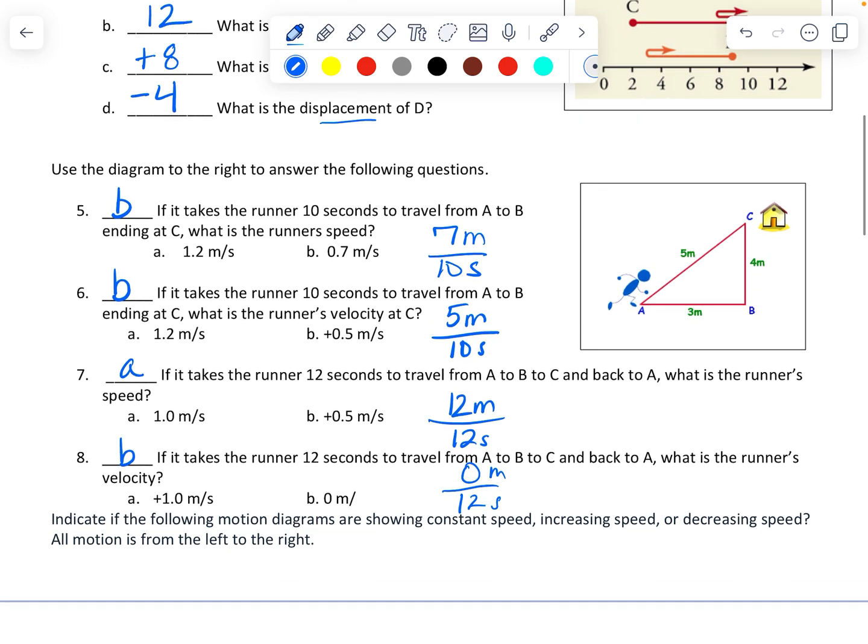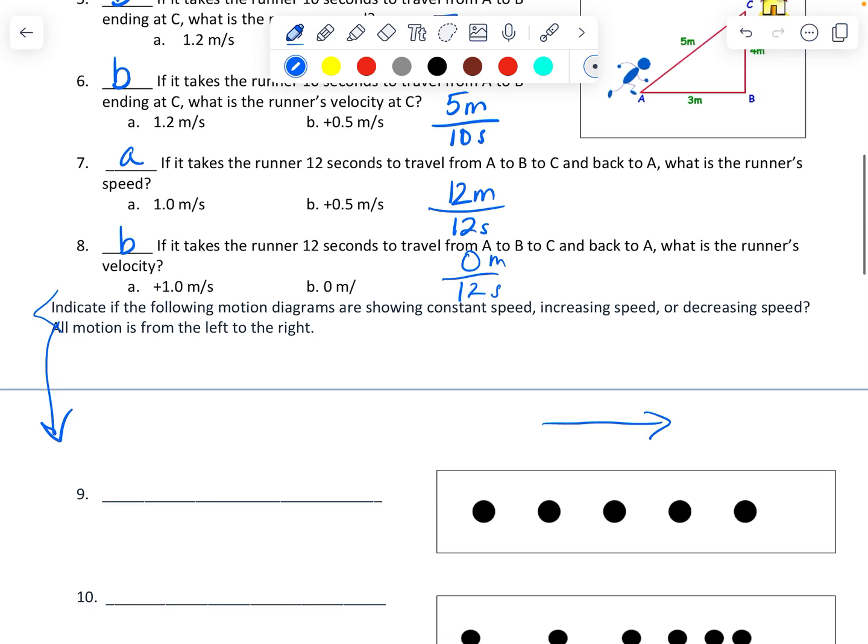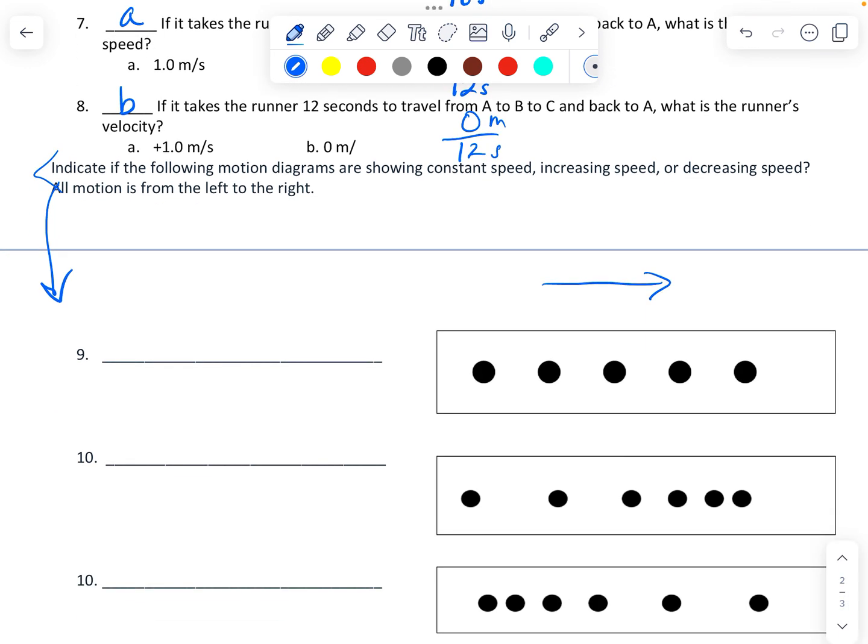Next, this part should go on the next page. It's referring to this stuff. It says indicate if the following motion diagrams are showing constant speed, increasing speed, or decreasing speed. All motion is from left to right, so they're always going to the right. This first one, the dots are evenly spaced, so if you look at it, these are all evenly spaced. So that would be constant speed, and they're all to the right.